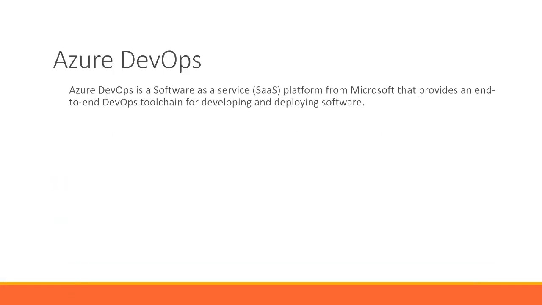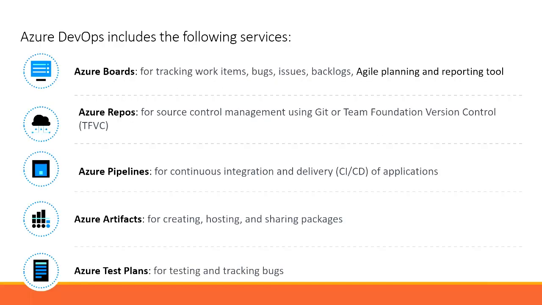What is Azure DevOps? Azure DevOps is a software as a service platform from Microsoft that provides an end-to-end DevOps toolchain for developing and deploying software. Azure DevOps is a tool to build and deploy your application to your server. And this is what we want to do, right? Azure DevOps includes the following services: Azure Boards, Azure Repos, Azure Pipelines, Azure Artifacts, and Azure Test Plans. In this video, we will concentrate only on Azure Repos and Azure Pipelines.